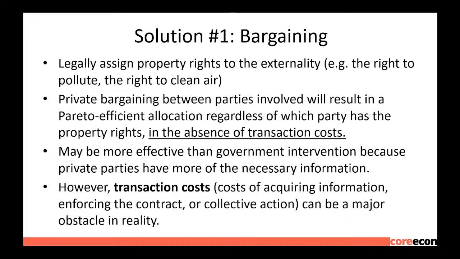in the presence of transaction costs, we will see that it does matter who you give the rights to. In the absence of transaction cost, as generally assumed in the standard model, it doesn't matter, but that is not necessarily the case. So private bargaining between parties involved will result in a Pareto efficient allocation, independent of which party has the property rights, but only provided that we are in absence of transaction costs.